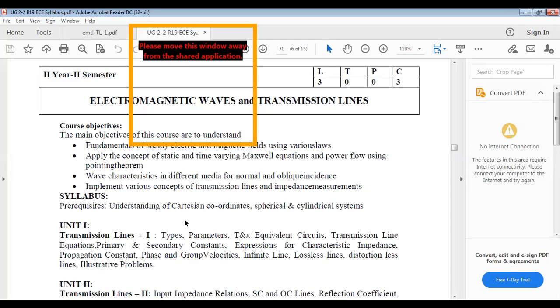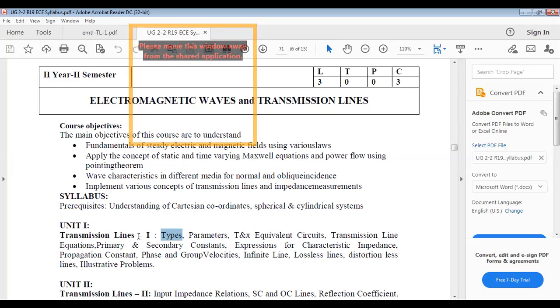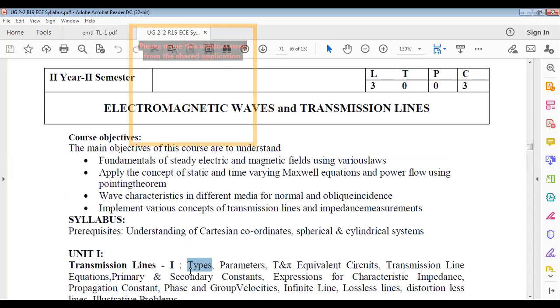In that part 1, what you learn is what is meant by a transmission line, the basic definition. Later, what are the different types of transmission lines? Coaxial cable, twin lead, metallic cable. What is such a type of transmission line? I mean, metallic cables are studied, right?